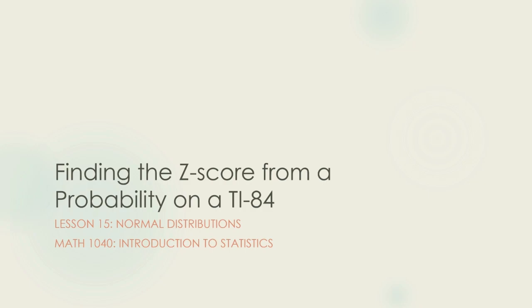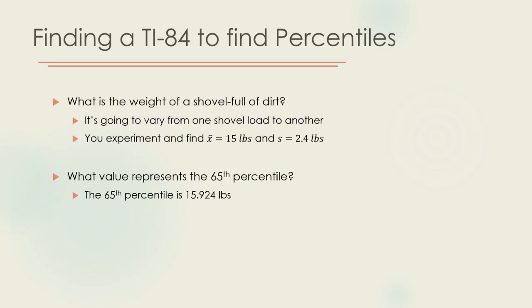In this video, we're going to use a TI-84 to get a value or a z-score for a given probability. All right, so here's the problem we've been working with. What is the weight of a shovel full of dirt? We found the average weight to be 15 pounds, standard deviation of 2.4 pounds. And the question we've been wanting to answer is, what value represents the 65th percentile?